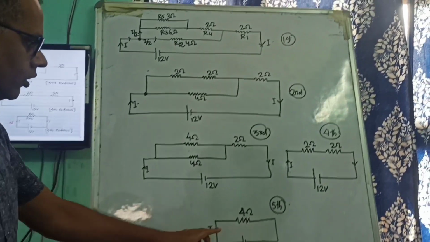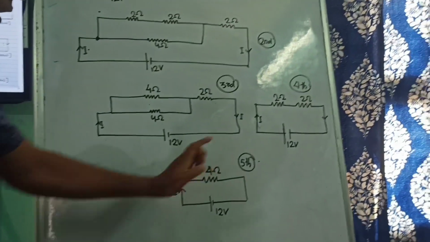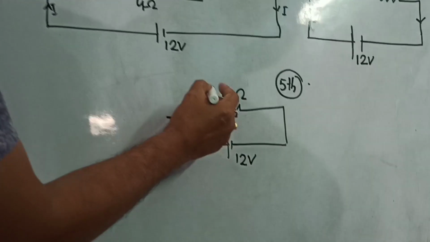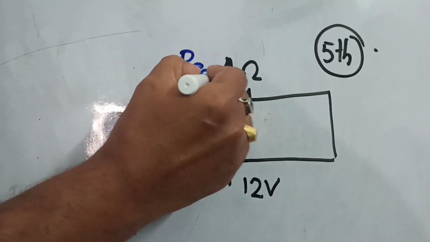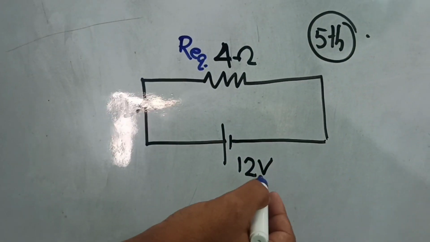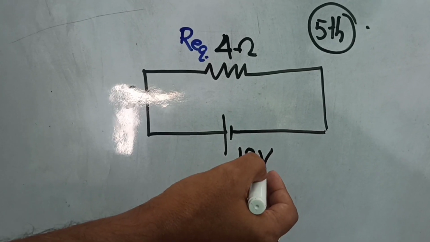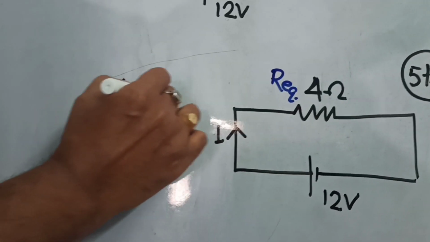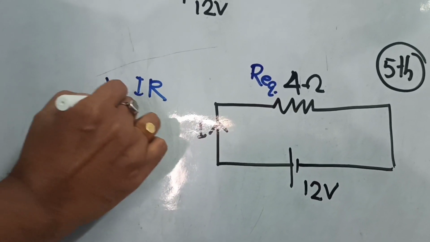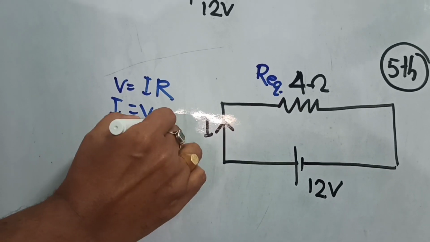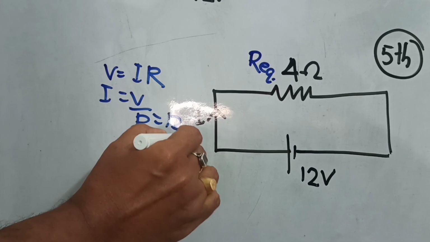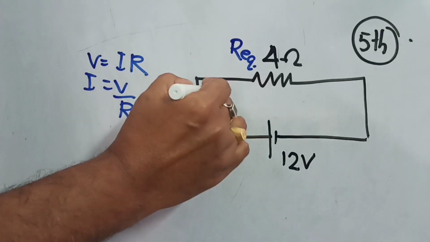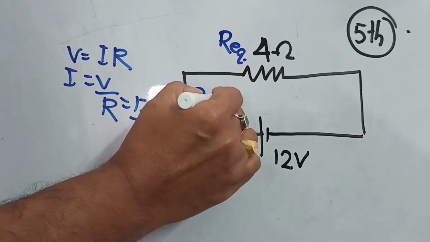Now you see, here the equivalent resistance is coming 4 ohm, and here the potential difference is 12 volt. So we can calculate by applying Ohm's law, that is V is equal to IR, or I is equal to V by R, that is 12 by 4 is equal to 3 ampere. So current flowing here is 3 ampere.